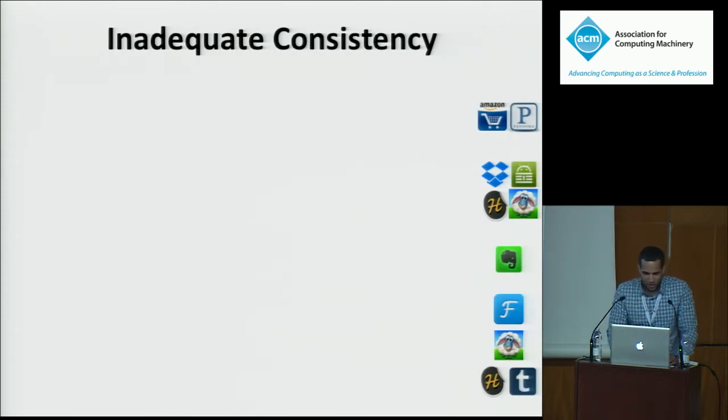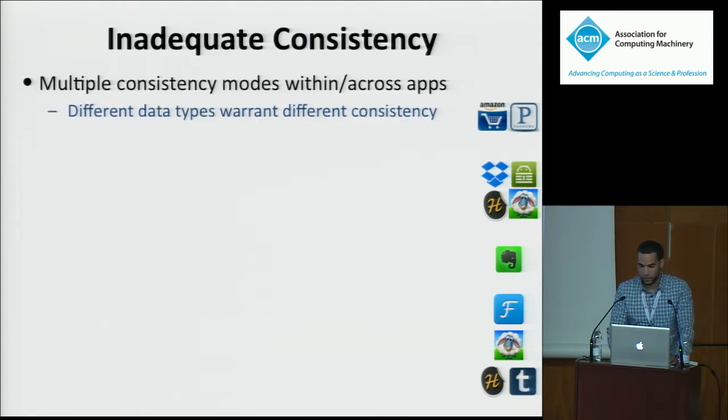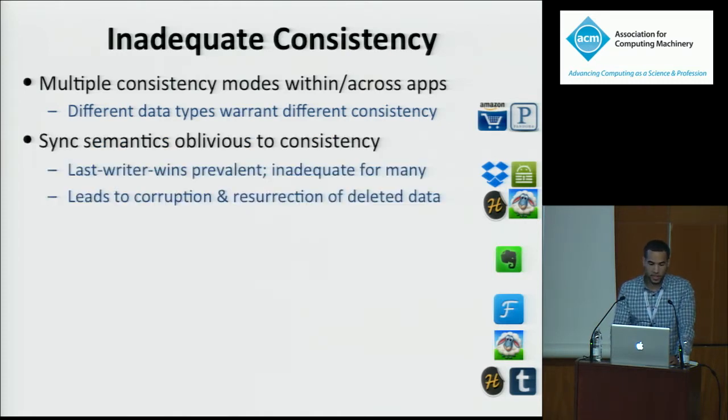Overall, we find that today's apps are often inadequate in terms of their consistency, and we've condensed our findings into 5 key points. The first point is that apps have diverse consistency requirements. We observed different consistency even for different types of data within the same app. Also, sync semantics were often oblivious to consistency, and this was most common in apps that use off-the-shelf solutions. So mobile apps are not consistent even when they use a sync service like Dropbox.